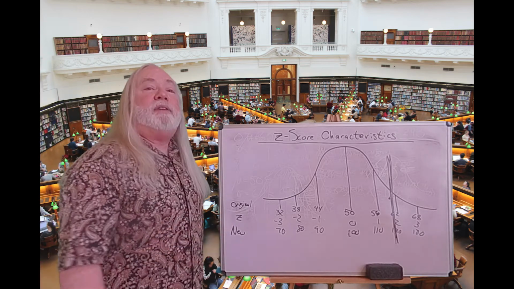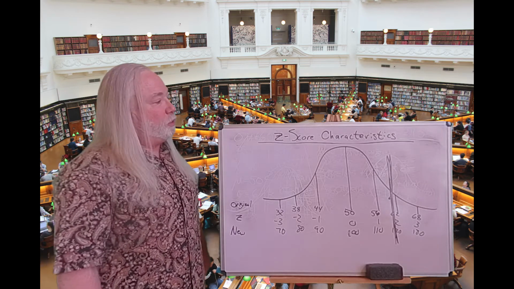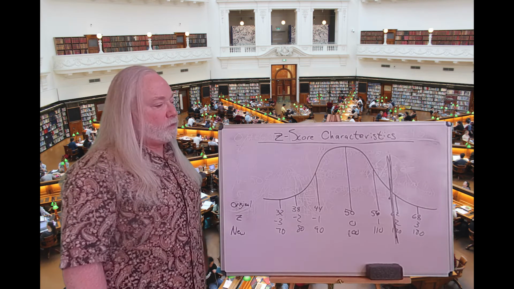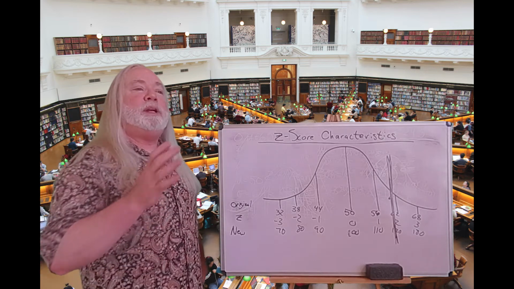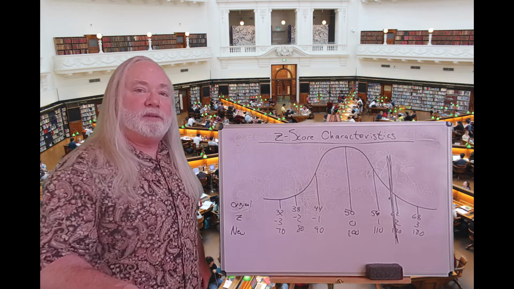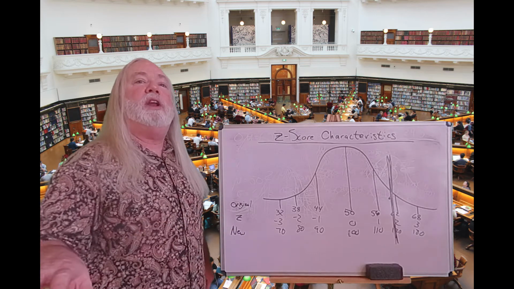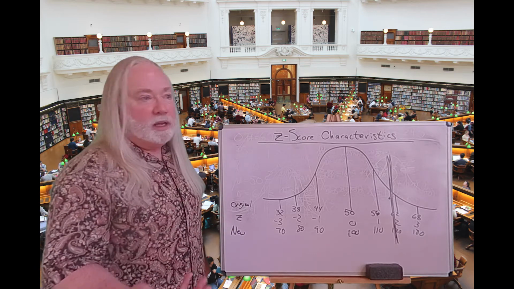That's all there is to Chapter 5. Those are our z-scores and our ways of working with them. So from here we go on to Chapter 6 and 7 together, because we're only doing a little bit of 6 and a little bit of 7. We don't need all of 6 and all of 7 to accomplish what we need this semester.